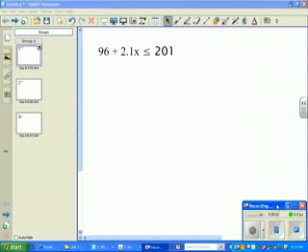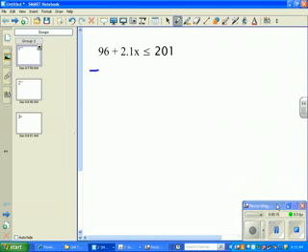Okay. All right, so can someone tell me what they did first to solve this problem? Go ahead, Edgar. I subtracted 96 from 46. Okay, so you subtracted 96 from both sides? Yeah. All right. And when you subtract a number, does that change the inequality? Does not change the inequality.